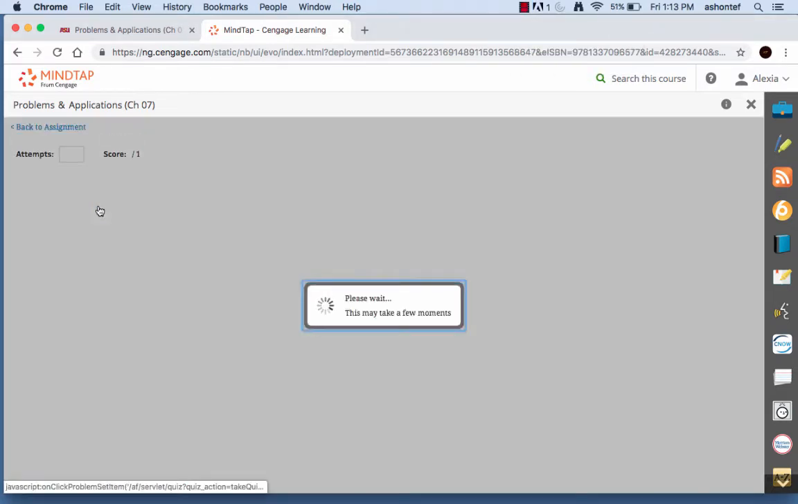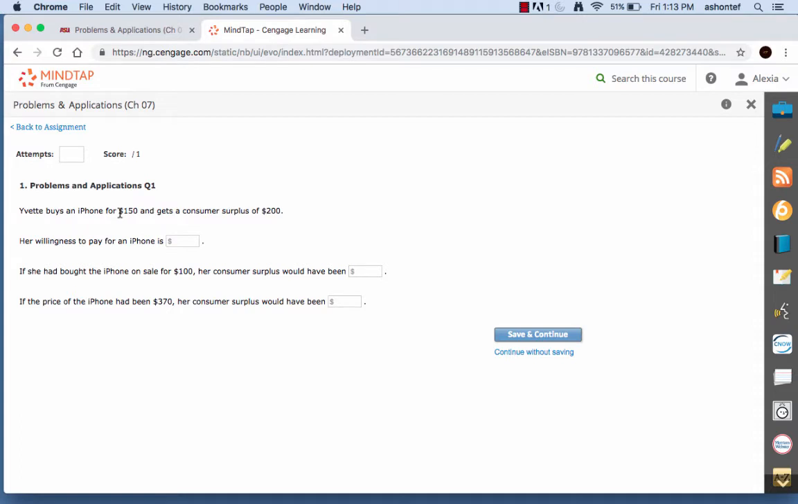Okay, so let's go to question number 1. On this, what you'll want to do is just make sure that you read the problem set carefully. So you're told Yvette buys an iPhone for $150 and gets a consumer surplus of $200. So what you want to remember there is the consumer surplus is the difference between what they would have paid and what she actually pays. So you're told she actually paid $150 for it, and then in addition she reaped this nice benefit of $200. So how much would she have actually been willing to pay? I think you'll be able to do that.